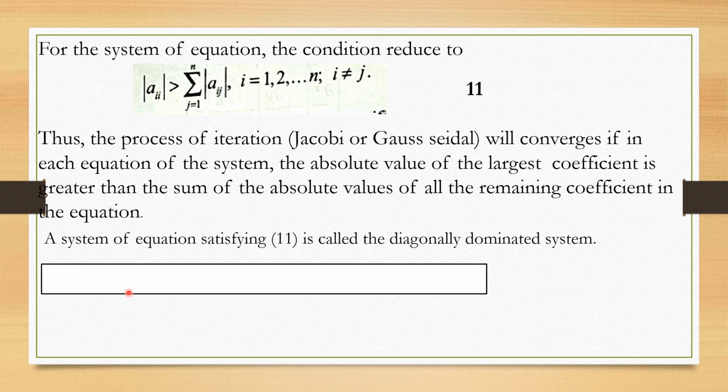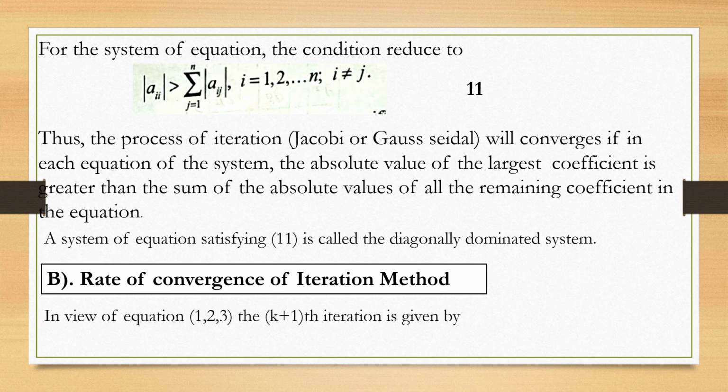A system of equations satisfying 11 is called a diagonally dominant system. A system will be diagonally dominant if this relation holds for all rows, in which the diagonal entry is greater than the sum of all the other entries, taking absolute values. Now next we will see the rate of convergence of the iterative method.